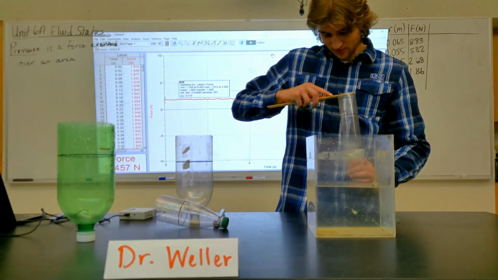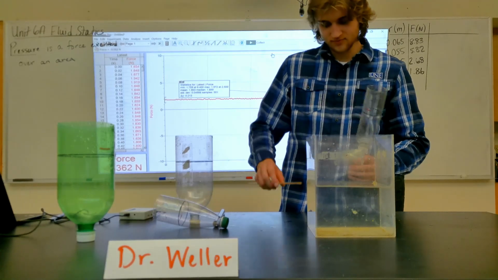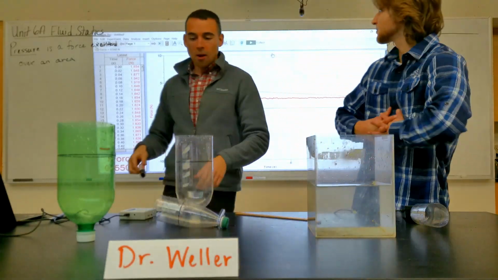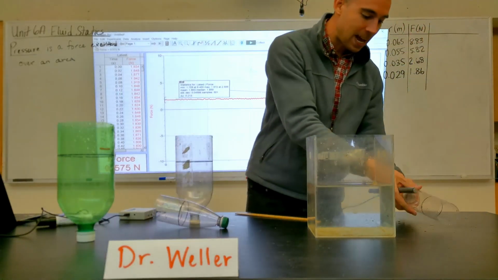Okay, got it. It's 5.8. 0.029 is what we'll call the radius then. Great job, Andrew. One more, and it's the little tiny buoy.